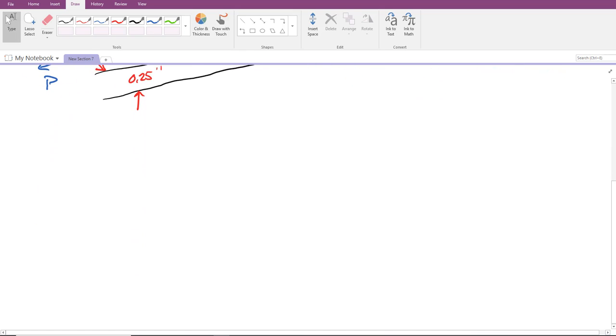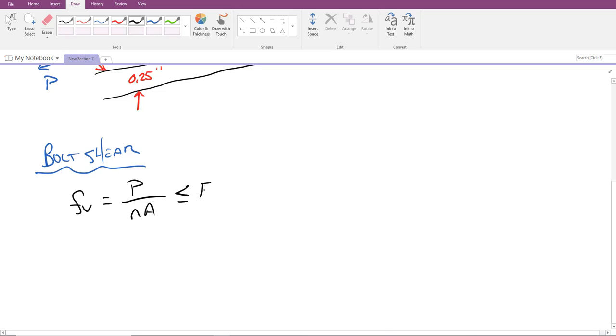So we've got 4 different failure mechanisms that we need to check, and we're going to start with our bolt shear. The bolt shear equation, if you recall, is the actual stress for bolt shear equal to the load divided by the number of bolts times the area, and all that needs to be less than or equal to the allowable shear stress.